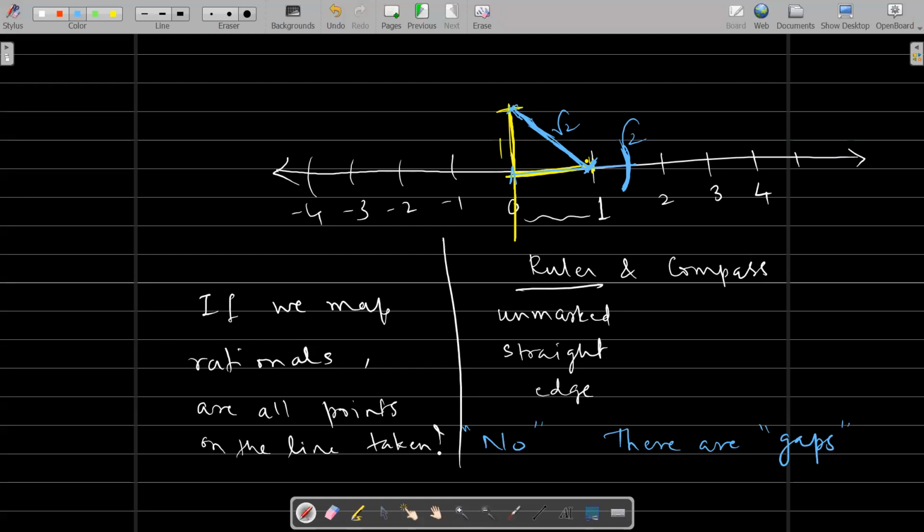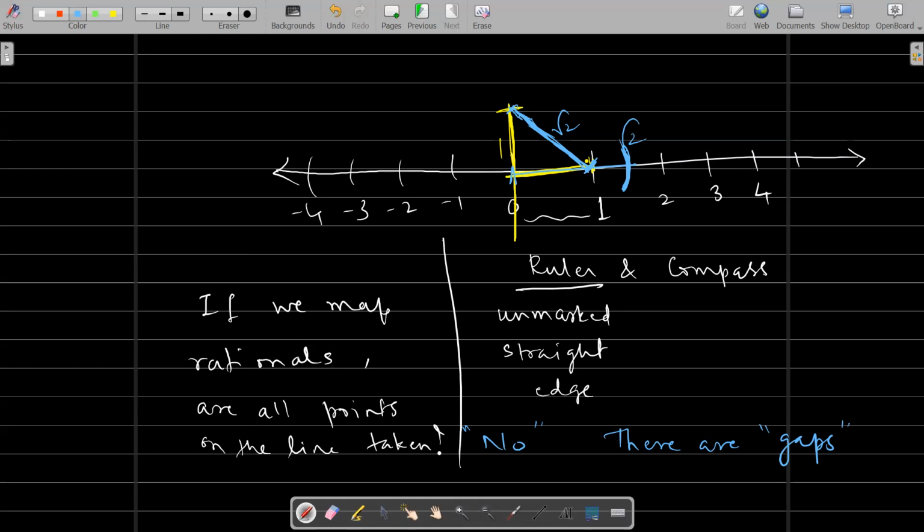So I can map all integers with ruler and compass construction, and still there are many points left on the line. I can map all rationals. And after mapping all rationals, the question is: are all points on the line exhausted or taken? Are they covered? And the answer is a big no.